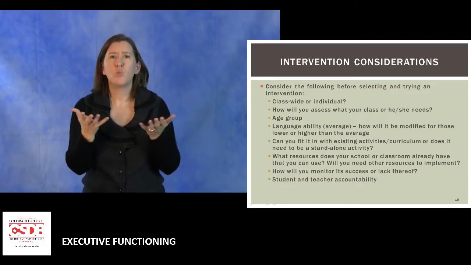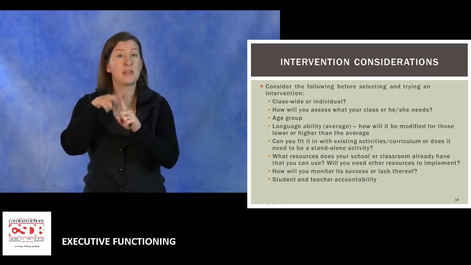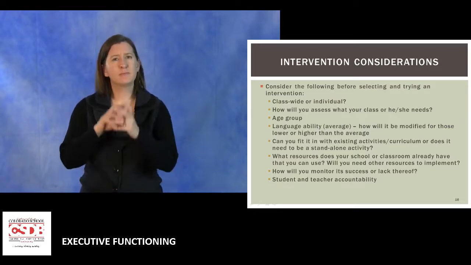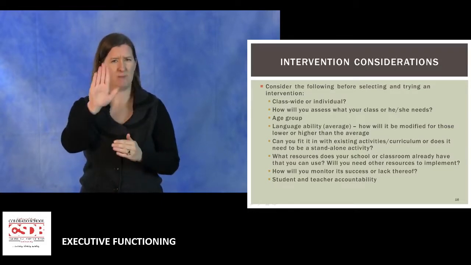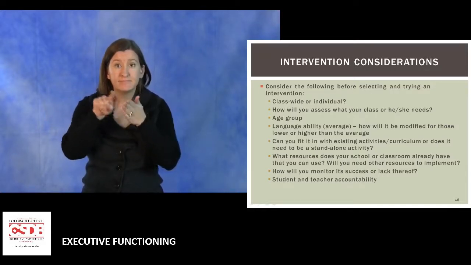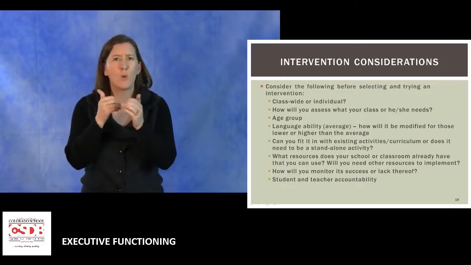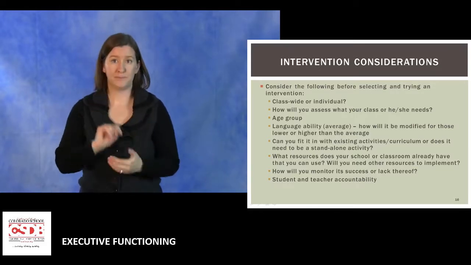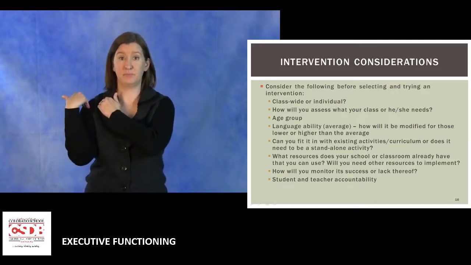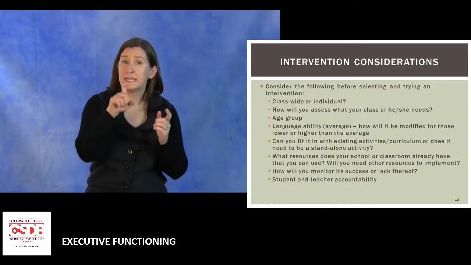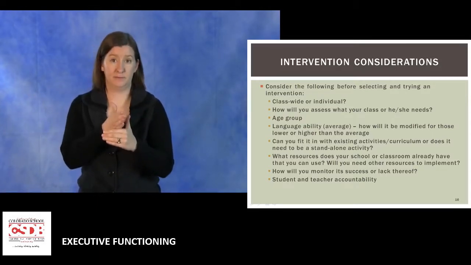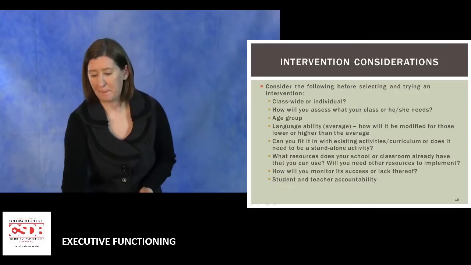Does your school have resources, or can you use applied modifications? And how do you know if your intervention is successful? Will you do the research and evaluations, or who will do that? Also, you need some responsibility as well, accountability. So the teacher needs to be accountable for that intervention for the student.